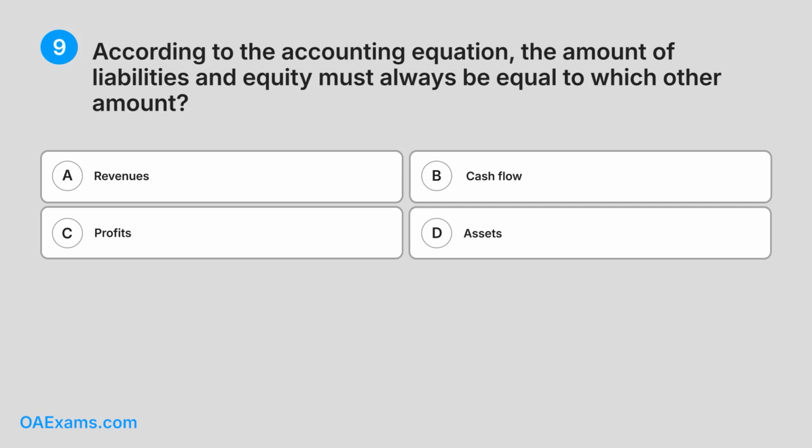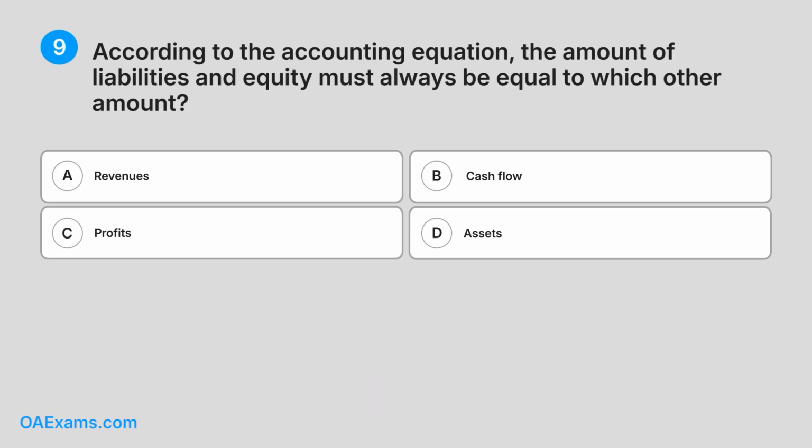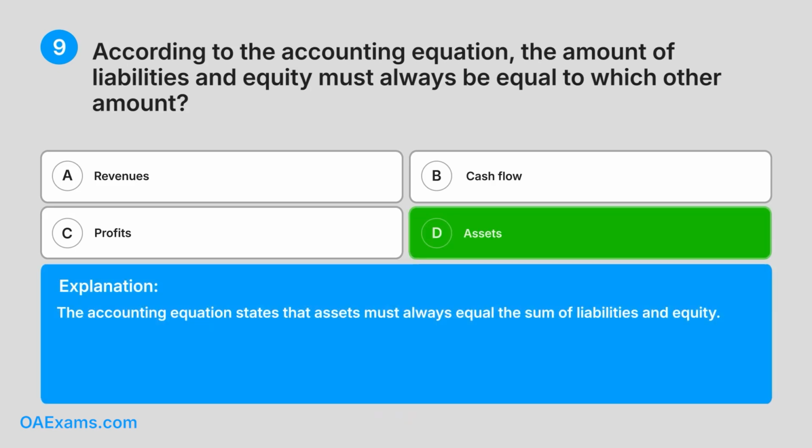9. According to the accounting equation, the amount of liabilities and equity must always be equal to which other amount? A. Revenues. B. Cash flow. C. Profits. D. Assets. Can you guess the answer? Correct answer: D. Explanation: The accounting equation states that assets must always equal the sum of liabilities and equity.